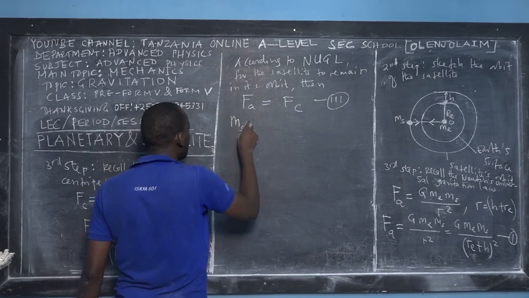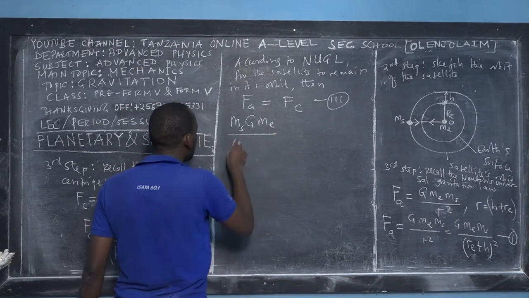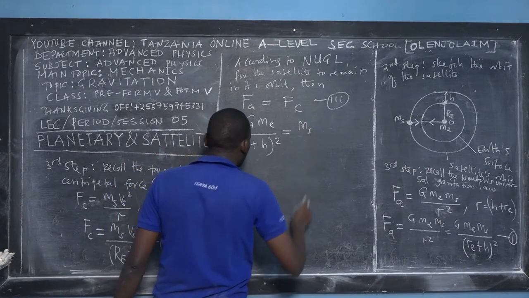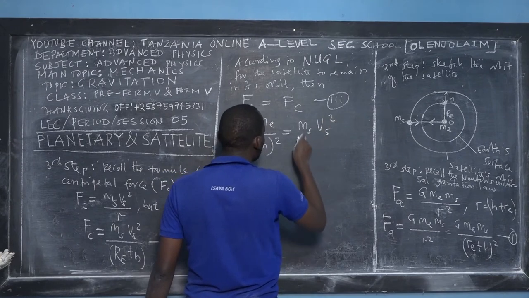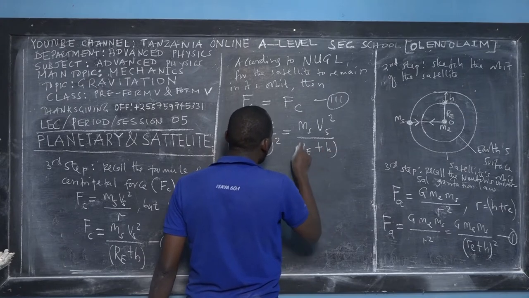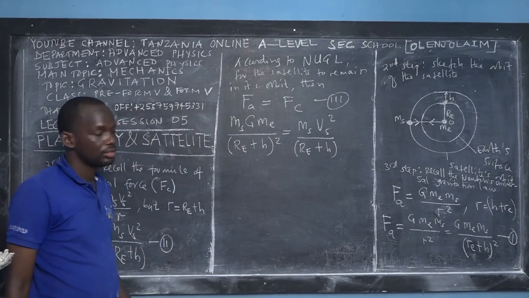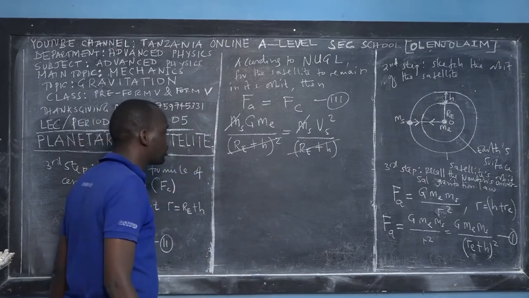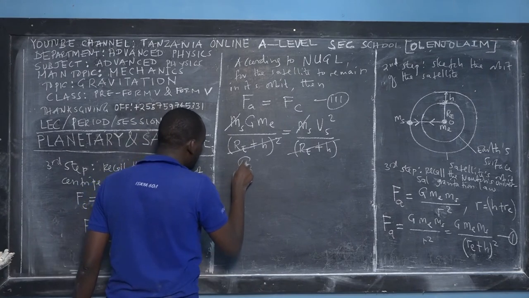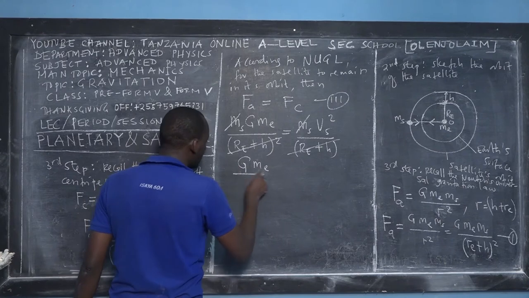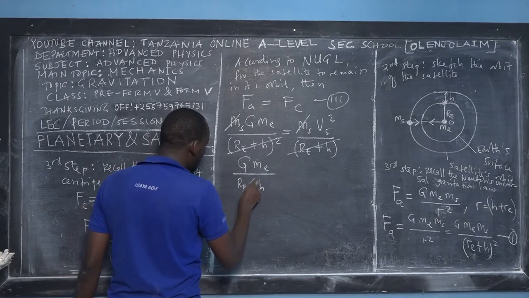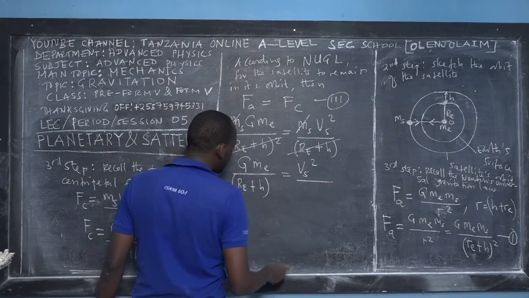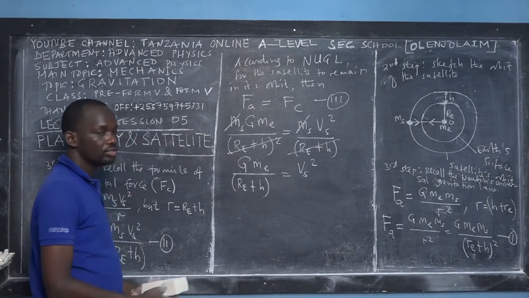We say that the mass of the satellite times the gravitational constant, times the mass of the Earth, over the radius of the Earth plus the height where we place the satellite, squared, is equal to what? The mass of the satellite multiplied by the orbital velocity of the satellite squared, divided by the radius of the Earth plus the height where we place the satellite from the Earth's surface. With this, we can now cancel the mass of the satellite. We reduce one factor of the sum of the radius of the Earth and height, and then we get the gravitational constant multiplied by the mass of the Earth divided by the radius of the Earth plus height. And this is equal to the velocity of the satellite squared.